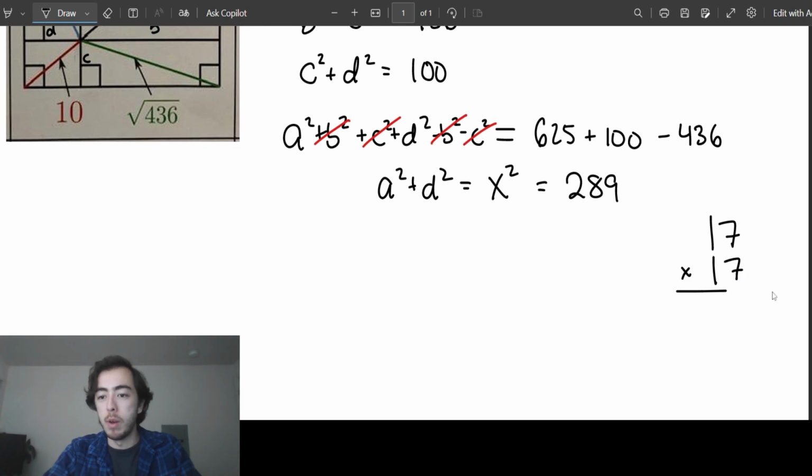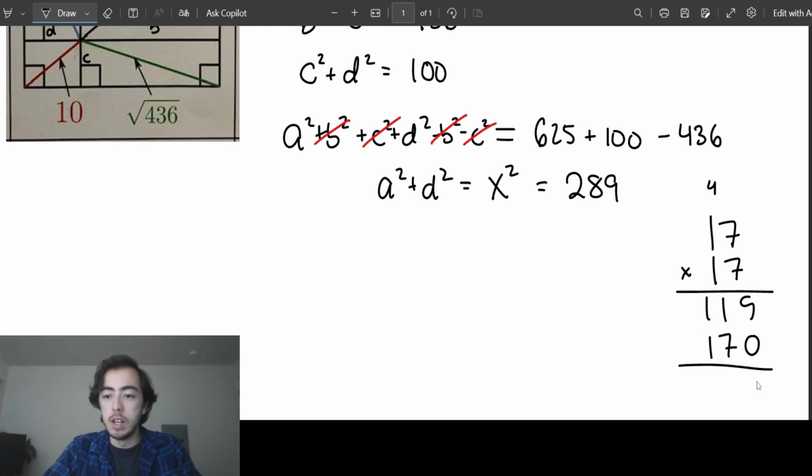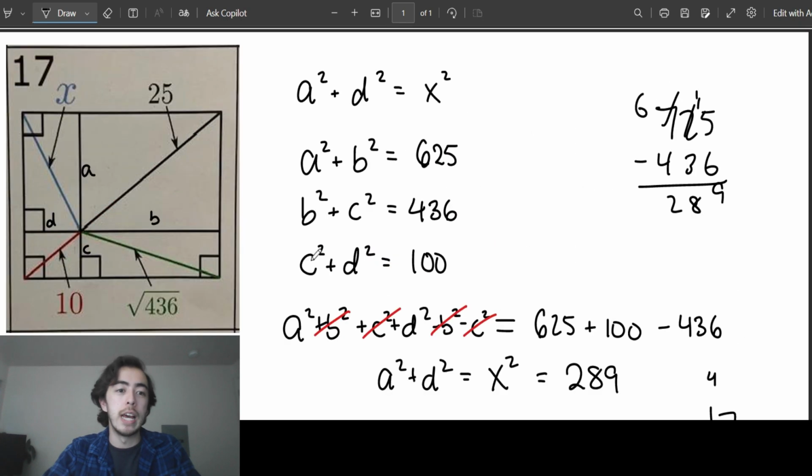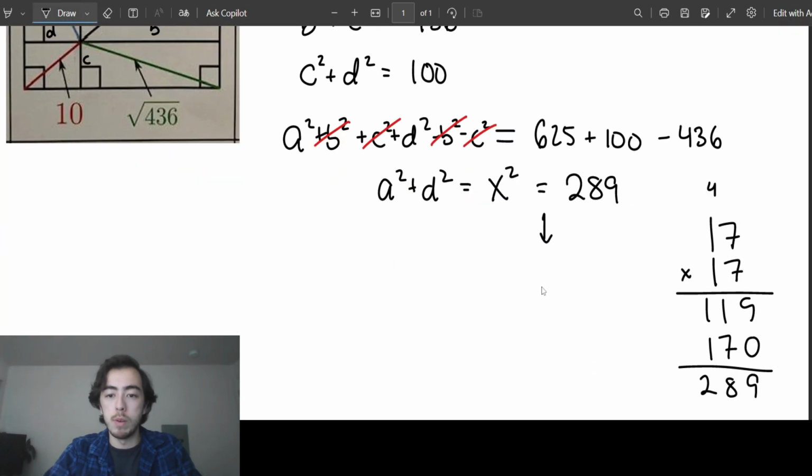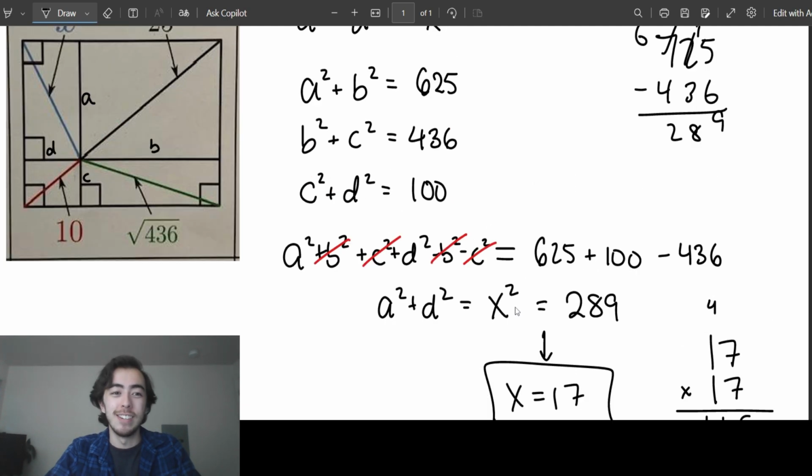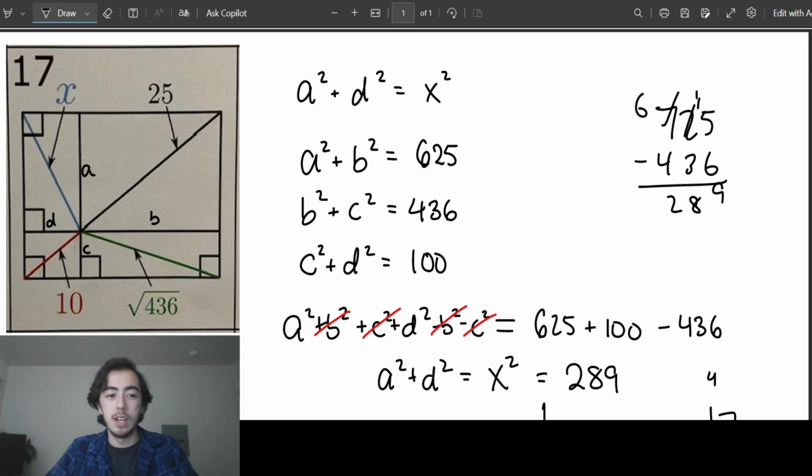because if we do 17 times itself, we're going to get, let's see, 49, carry the 4, 7 times 1 is 7, plus the 4 is 11, placeholder 0, 1 times 17 is just 17. So this just shows that yes, 17 squared is 289. And since we're working in a geometry problem, we can assume that we don't have negative distances here. So the only number that works is 17. And that's today's date. So there is my solution.